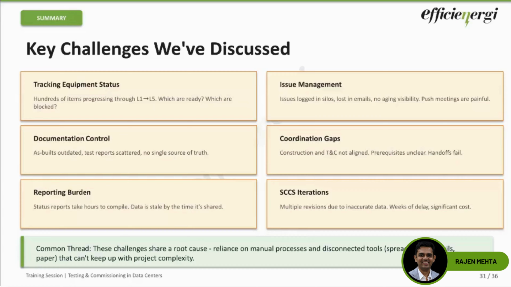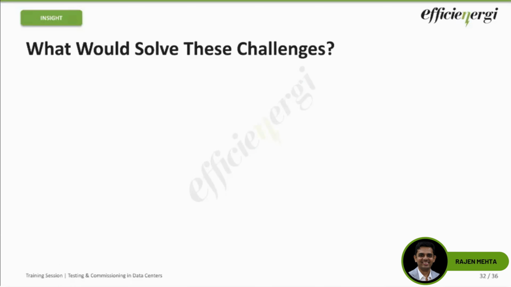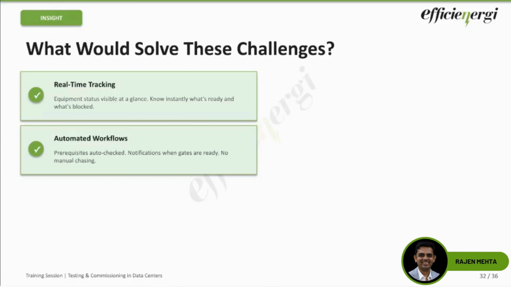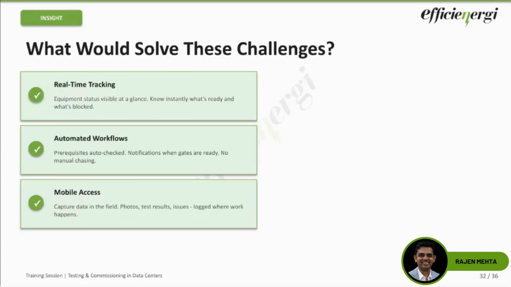So what if there was a better way? What would solve these challenges? One is real-time tracking, right? Where you can imagine a dashboard showing every equipment item, color coded by status, etc. Then automated workflows, where the system checks prerequisites automatically. You cannot request an L3 until L2 is complete, right? That is possible. Mobile access.